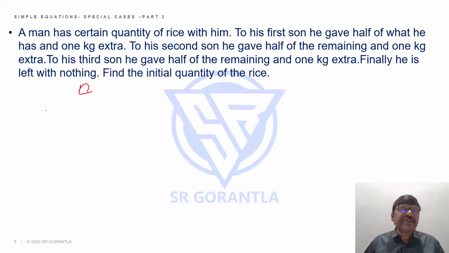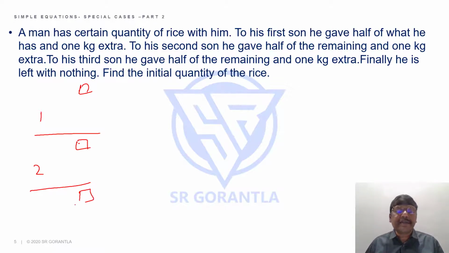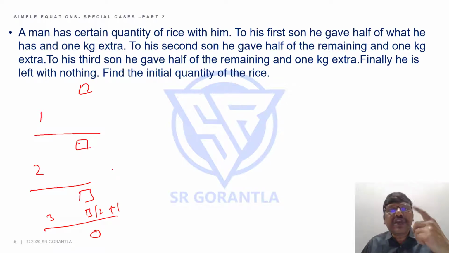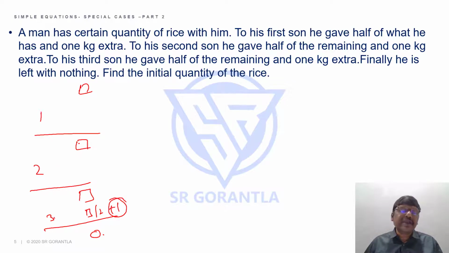He has given something to the first son, then he is left with something. Again, he has given something to the second son, then he is left with something. Then he has given to the third son, he is left with nothing. To the third son, how much has he given, students? He has given half plus 1 kilogram extra. See, suppose I give you 1 kilogram extra and I'm left with nothing. Suppose the father had not given that 1 kilogram extra to the third person, he would have been left with 1 kilogram. At least that 1 kilogram would have been with him.